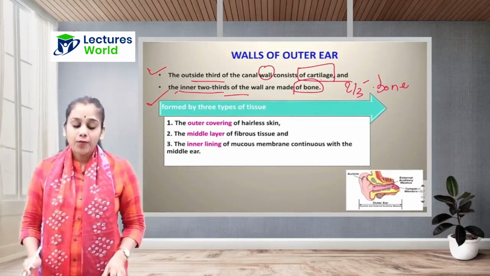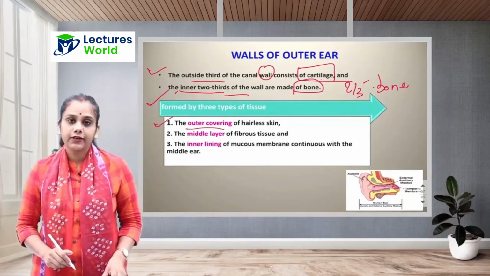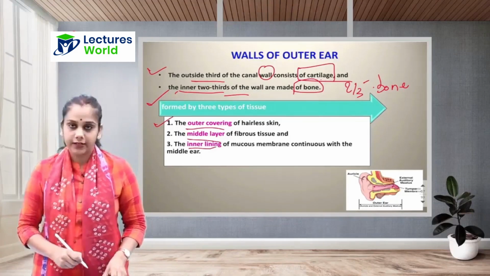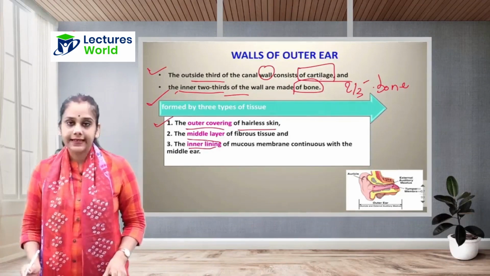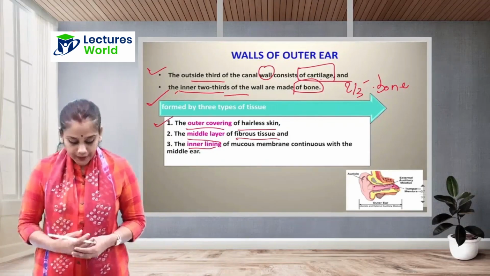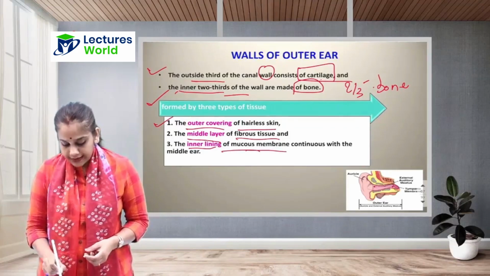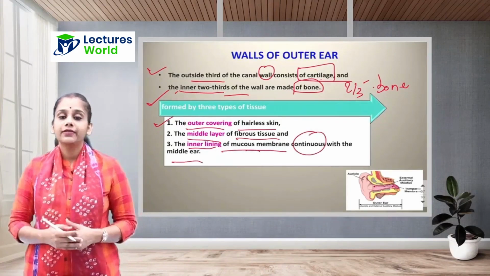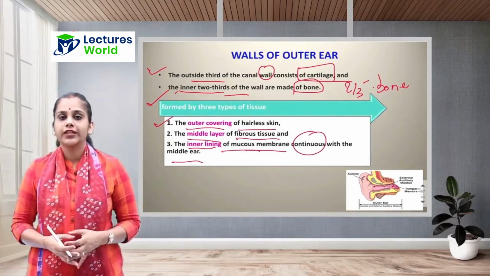Then it is formed by three types of tissue. The first is the outer covering, the second is the middle covering, and the third is the inner covering. The outer covering or outer wall is hairless skin, the middle layer is made up of fibrous tissue, and the inner lining contains mucous membrane continuous with the middle ear. So these are the three types of tissue situated in the ear.